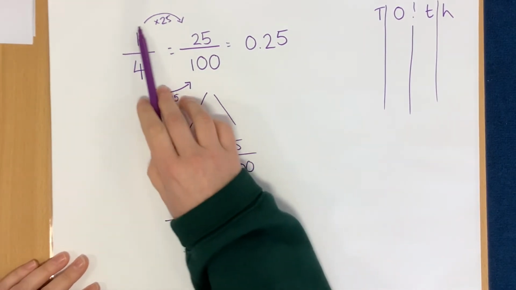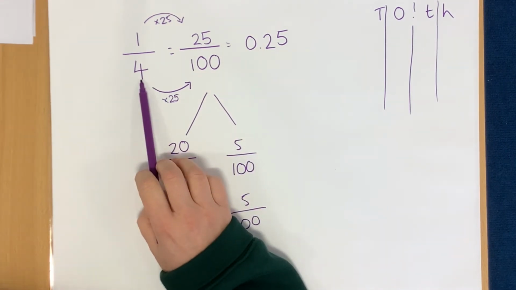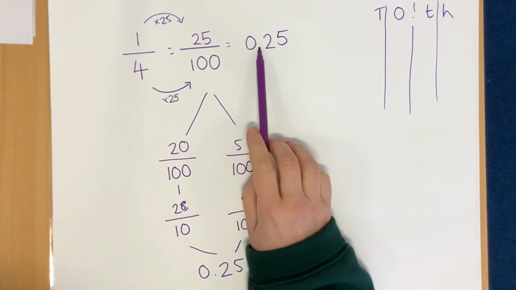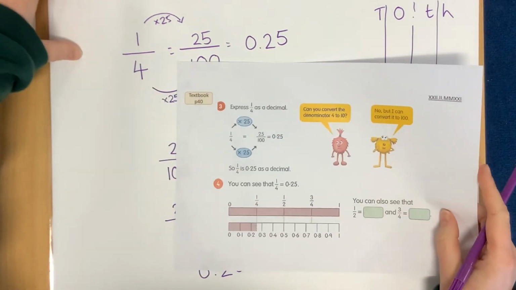It's difficult, isn't it? Because actually we're so used to the numbers appearing in the answer. There isn't a 4 anywhere here, but it is 0.25. I'm just going to show you what that would look like visually as well.